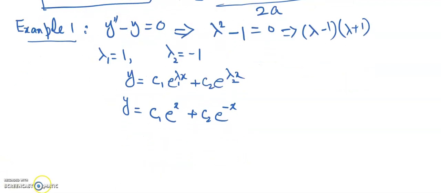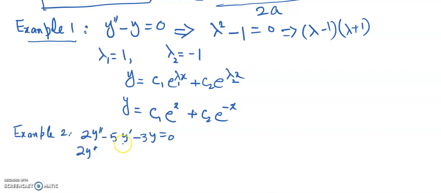So let's take another example. 2y double prime minus 5y prime minus 3y is equal to 0. So this equation can also be factorized. Because 3 times 2 is 6, I can write it like 2y double prime minus 6y prime plus y prime minus 3y.